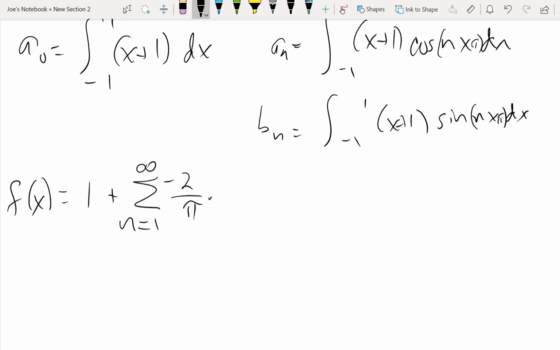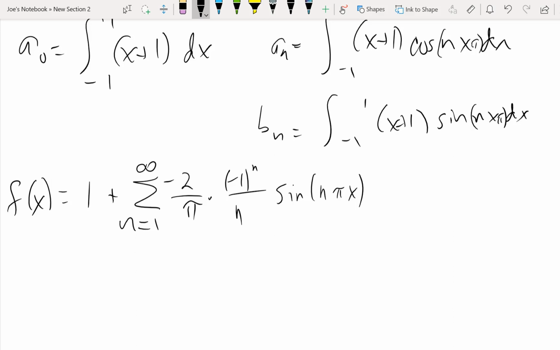wait a minute, something's goofy. No, maybe not. Negative 1 to the n over n, times your sine of n pi x. Because only the b's survived, right? So the b's times those increasing multiples of pi x for sine.